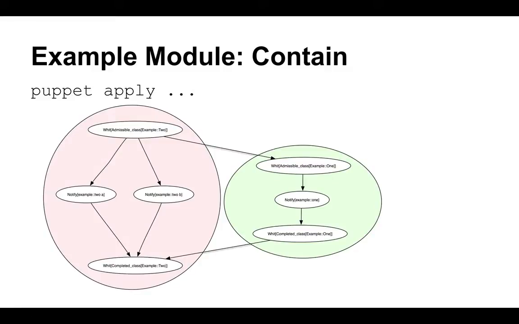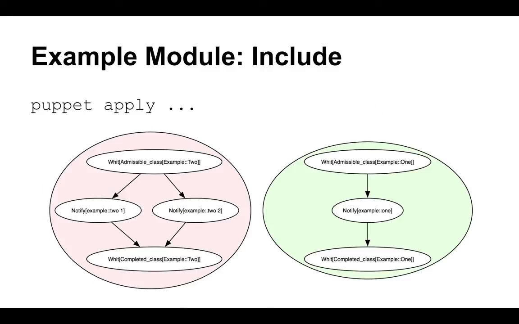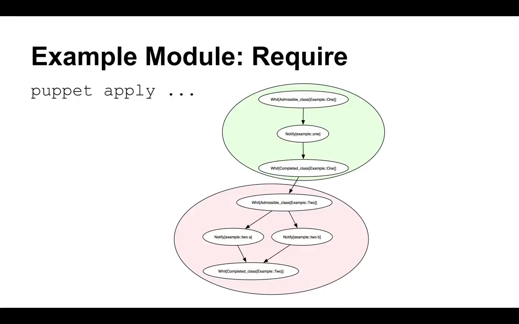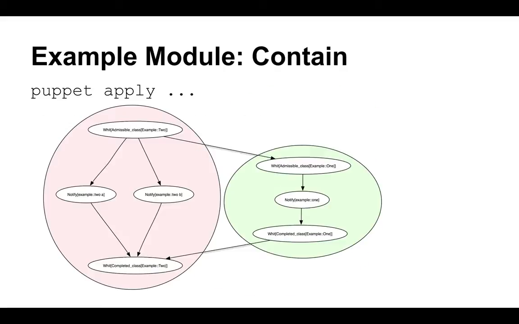So this is a bunch of the literal technical details of what is actually happening, the differences between include, which is just, again, make sure they're in the same catalog, and require, which is establish a simple relationship between the two classes, this one first, then this one, and contain, which is literally this thing: the contained class won't begin until the containing class has, and won't end before the containing class does.